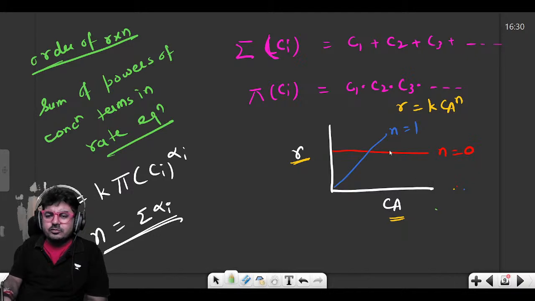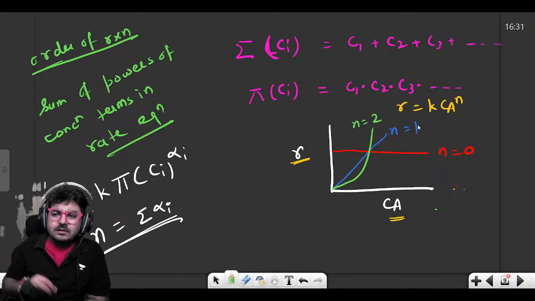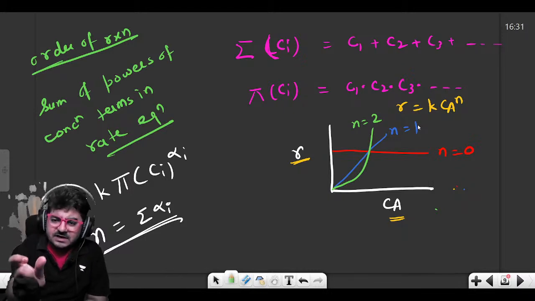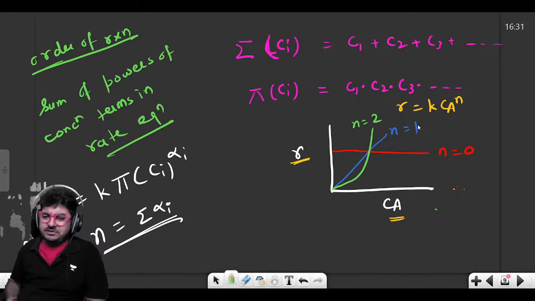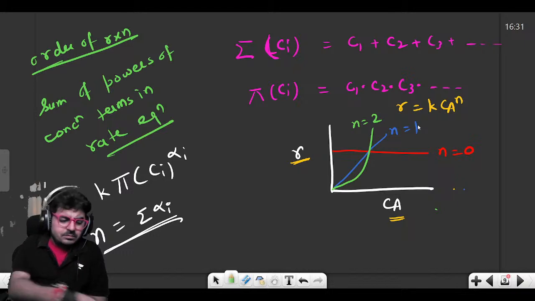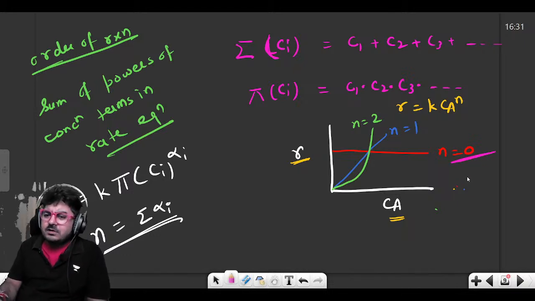If order is 2, so you know it will be something parabolic and so on. So here you can see, order n is informing us how this concentration will affect the rate of reaction. If order is 0, whatever changes you do in concentration doesn't matter, rate will remain constant with respect to concentration.